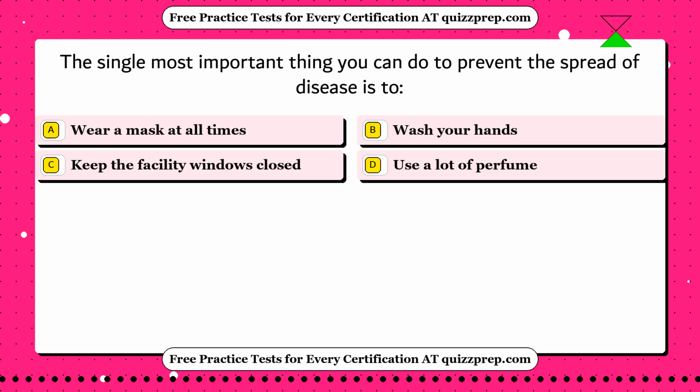Question 20. The single most important thing you can do to prevent the spread of disease is to: Option A, wear a mask at all times. Option B, wash your hands. Option C, keep the facility windows closed. Option D, use a lot of perfume.